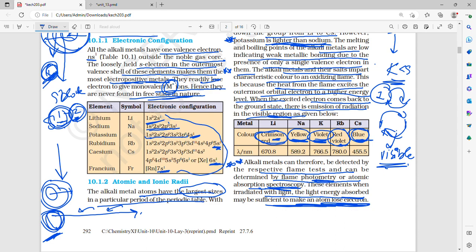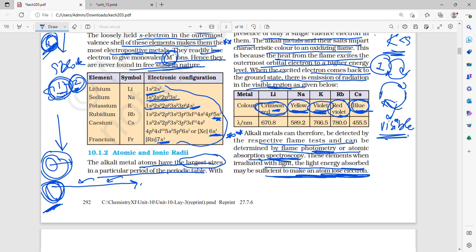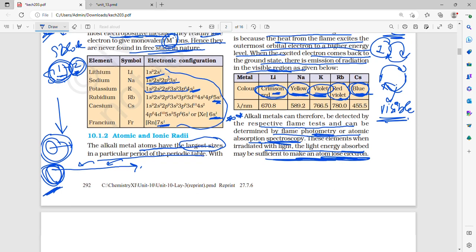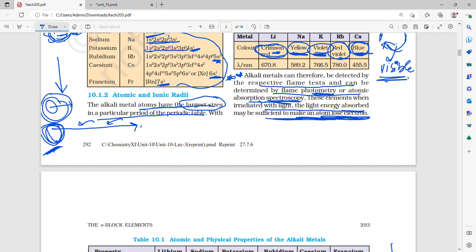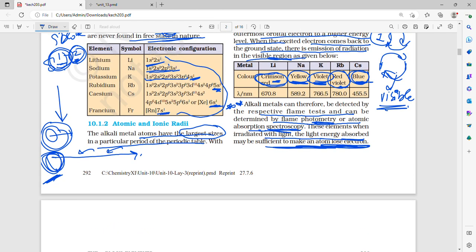Why are alkali metals, or group 1 elements, the most electropositive metals? This is because they have only one valence electron outside their noble gas core. They readily lose this one electron to give monovalent ions, that is M+, and hence they are never found in free state in nature.